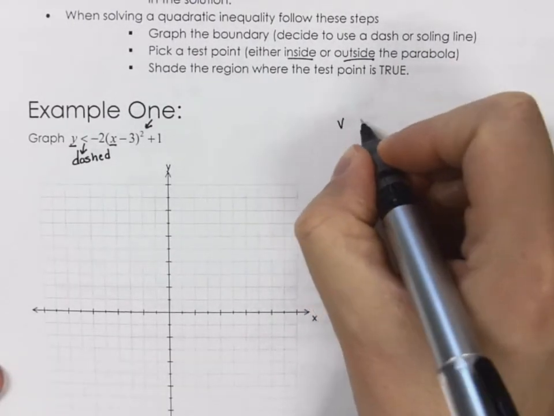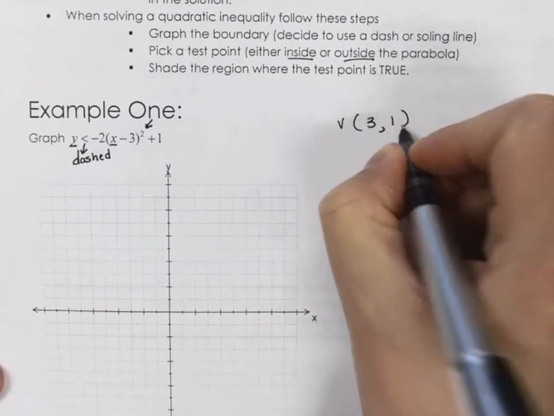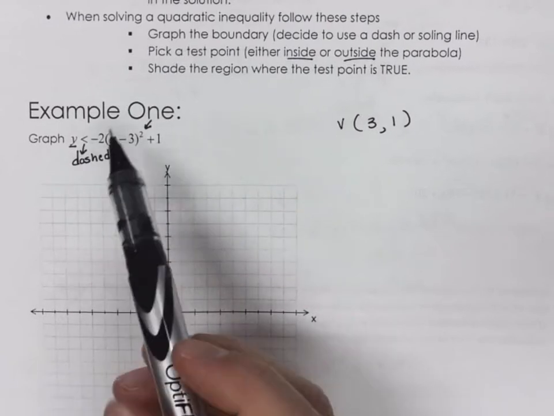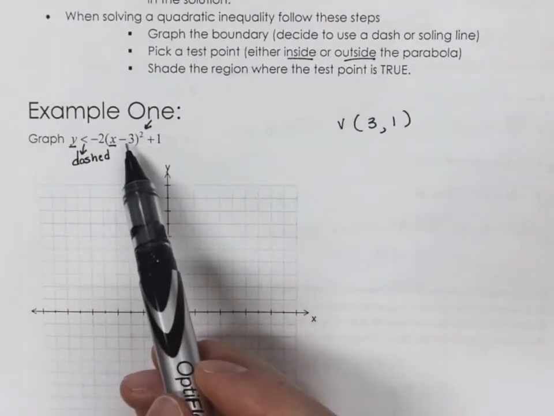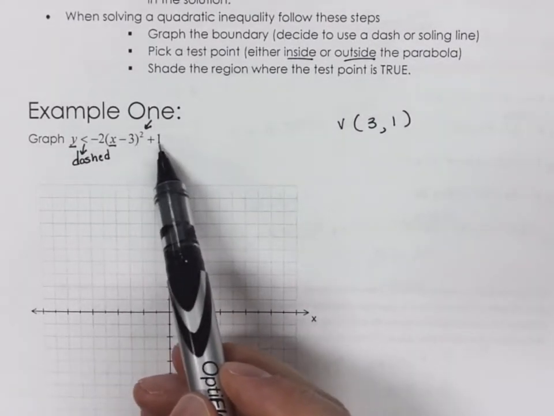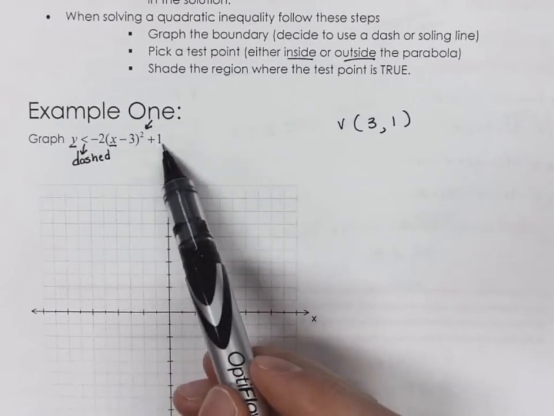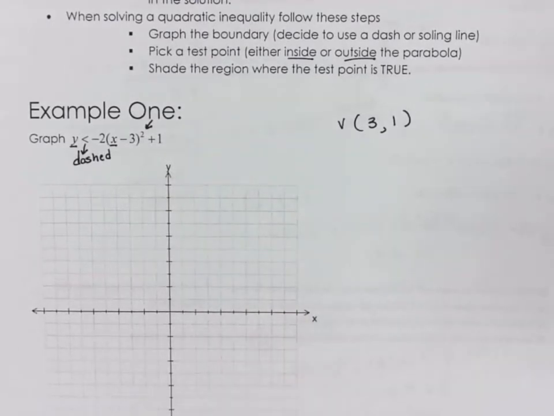So my vertex is at positive 3, 1, because the quadratic is given to me in vertex form, so the x coordinate is always the opposite sign, and the y coordinate is always the real sign. So how do you want to do it from here? Do you want to do a table of values, or the quick method? Okay, let's do the table of values.